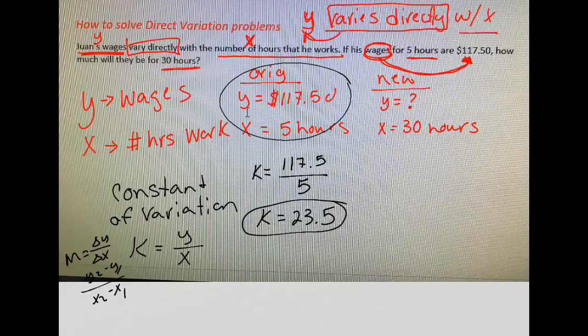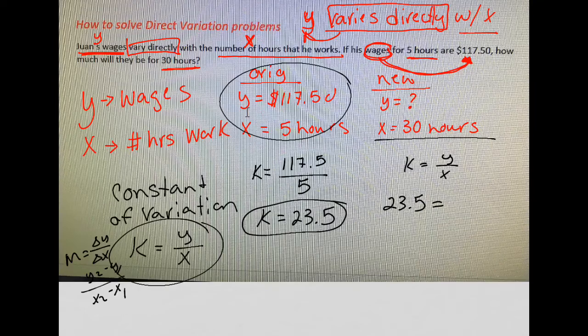Once you have your constant of variation, you can actually use the formula again, y equals k times x, and your new value that you know, to find your unknown. So again, k equals y over x. I know my k is 23.5. I just found that out. Equal to y, which I don't know, so I'm going to leave it as y, over x, which I do know, as 30 hours. And so now I can solve for y. The problem has y divided by 30, so I'm going to multiply by 30 to get rid of it. What I do to one side, I do to the other.